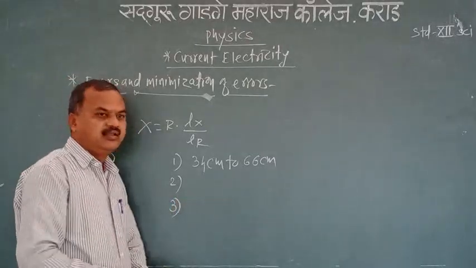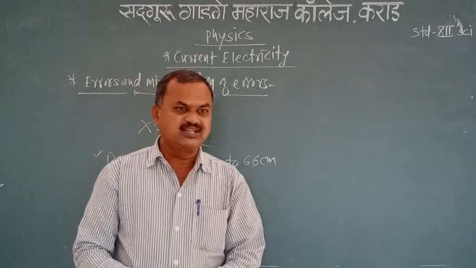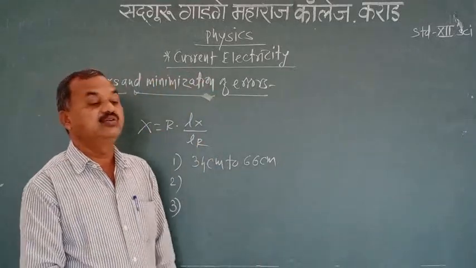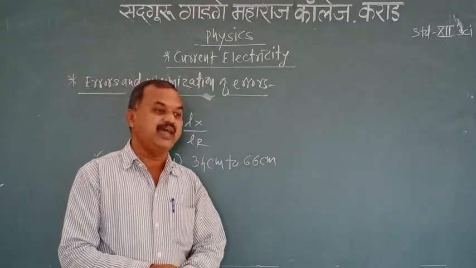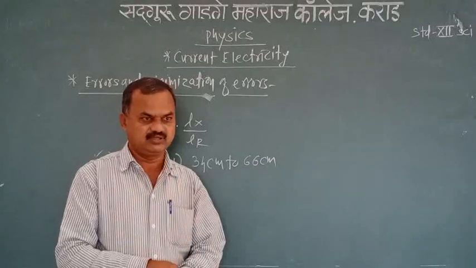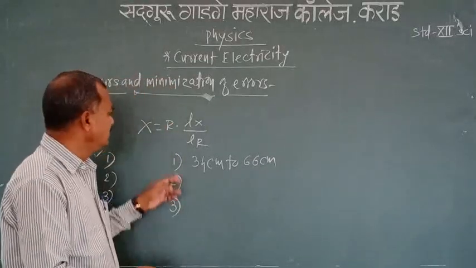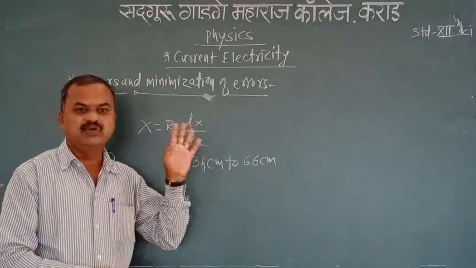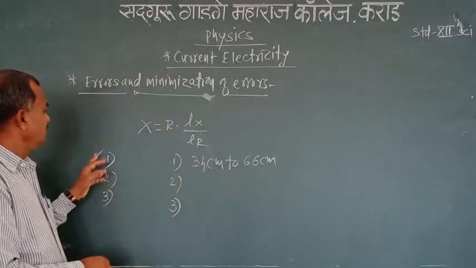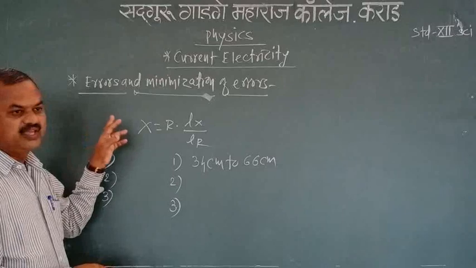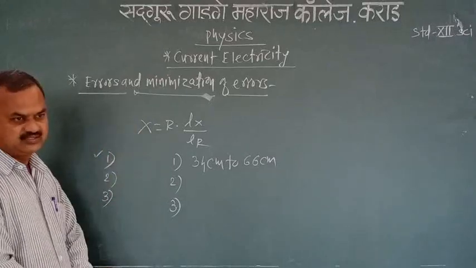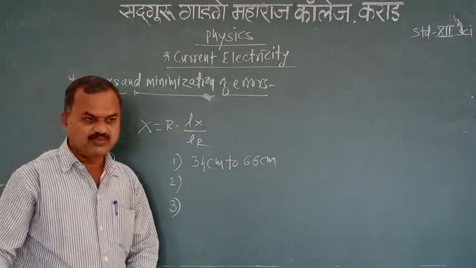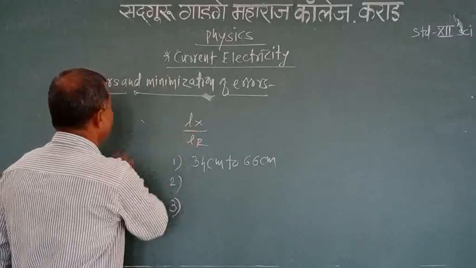Third, we do not slide the jockey along the wire. We have to tap the jockey along the wire. These are three ways with which error can be minimized. These are some points regarding the errors and minimization of errors while using meter bridge for determination of unknown resistance.